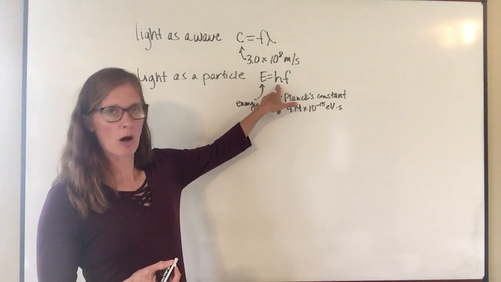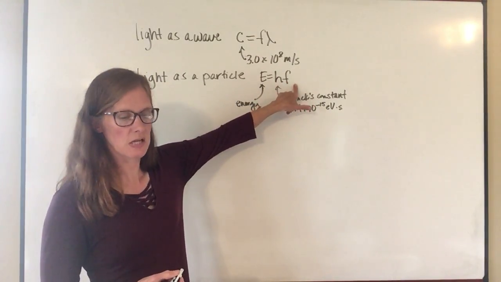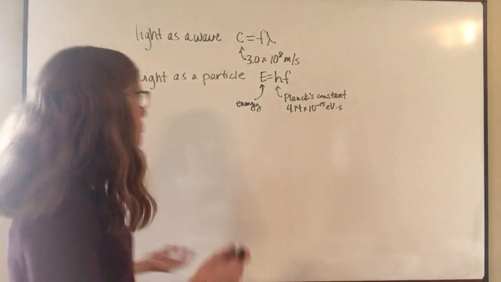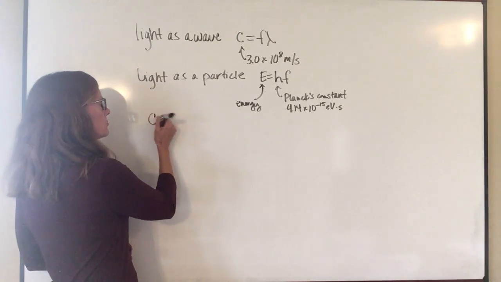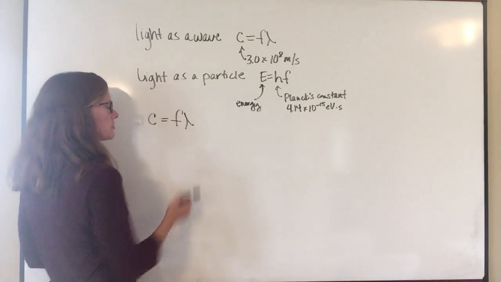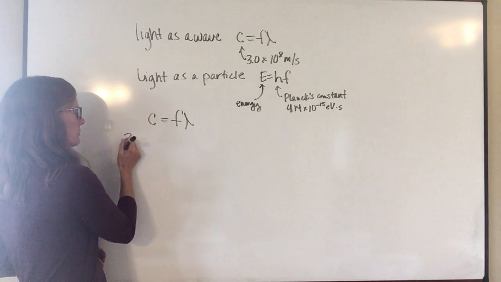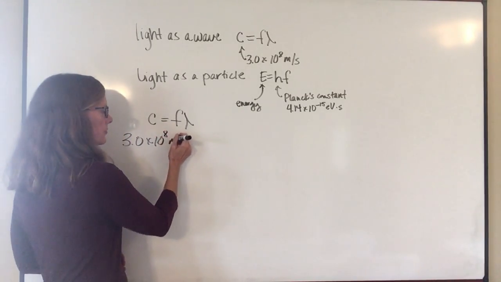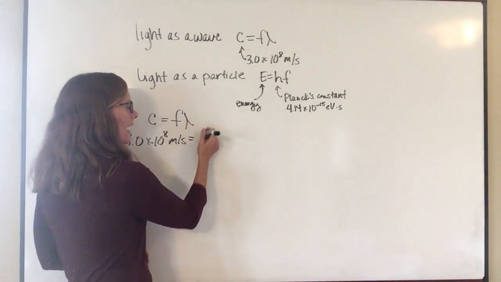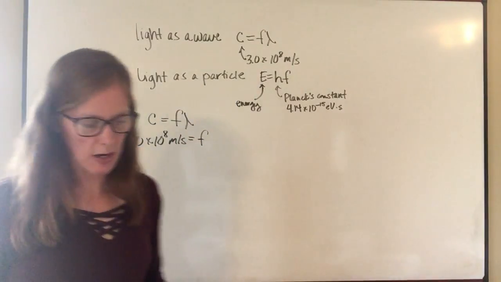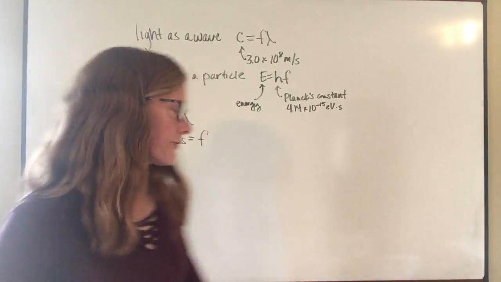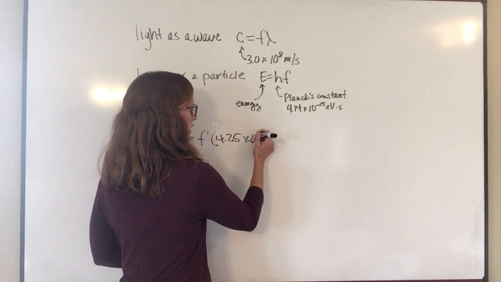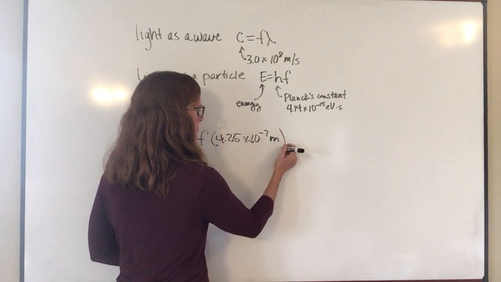Well, in order to calculate the energy that I'm giving to it, I also have to know the frequency. This is a constant, so I always know what this is. So I have to know the frequency. I don't know the frequency, they gave me the wavelength. So where I have to start is by using c equals f times lambda. The speed of light is 3.0 times 10 to the 8th meters per second. I don't know the frequency, that's what I'm trying to find, but they told me that the wavelength is 4.25 times 10 to the minus 7th meters.